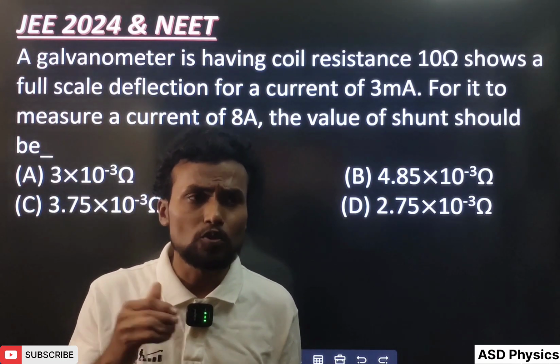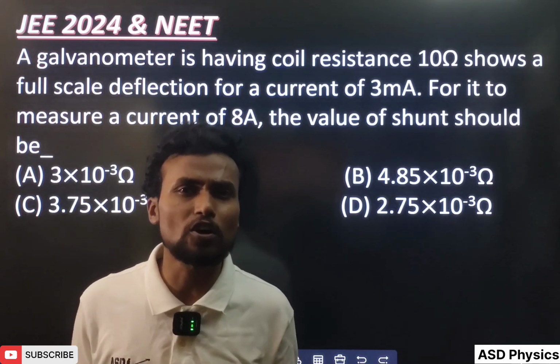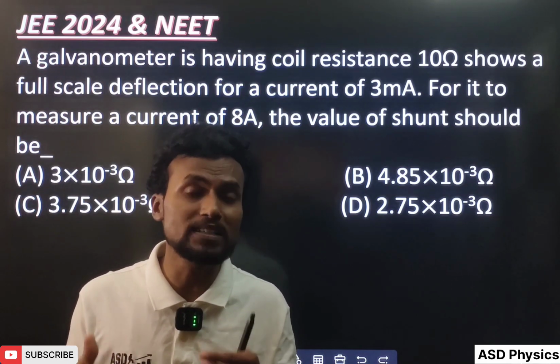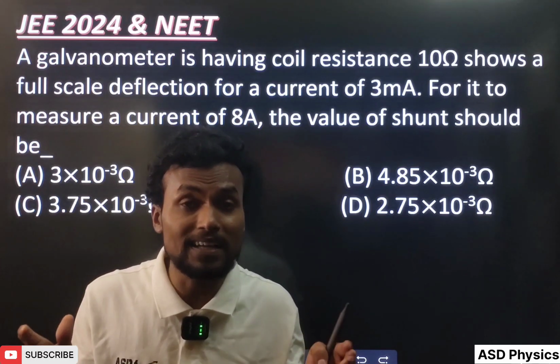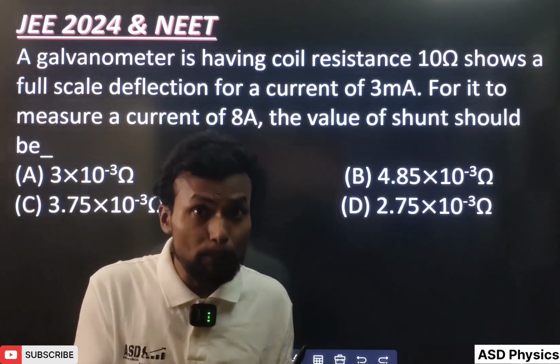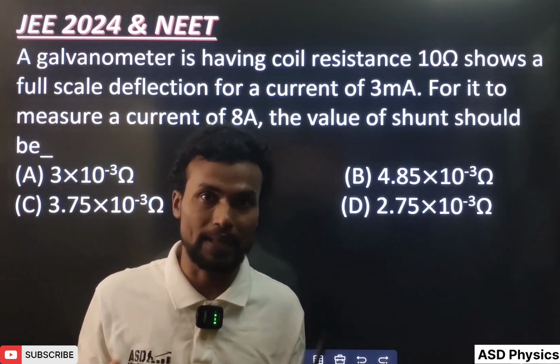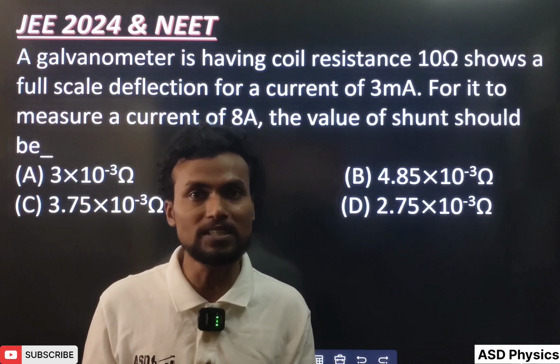Remember that through the galvanometer coil, only a very small amount of current can flow, in the order of milliampere. So if we want to measure a large amount of current with the help of a galvanometer, we have to provide a bypass path, and that is done by connecting a low resistance in parallel. All these things we are going to see in this video.